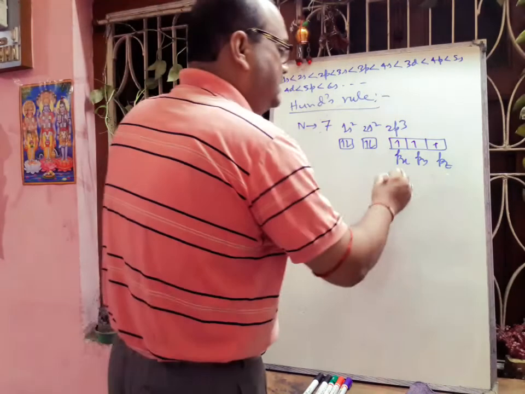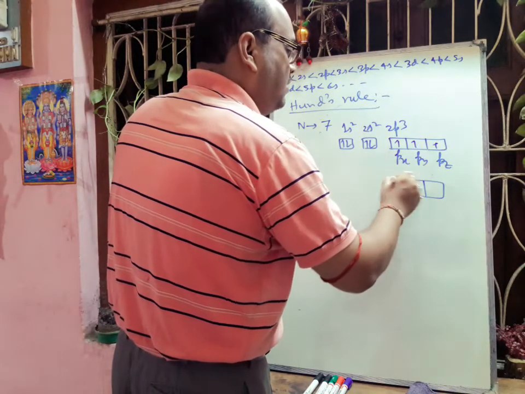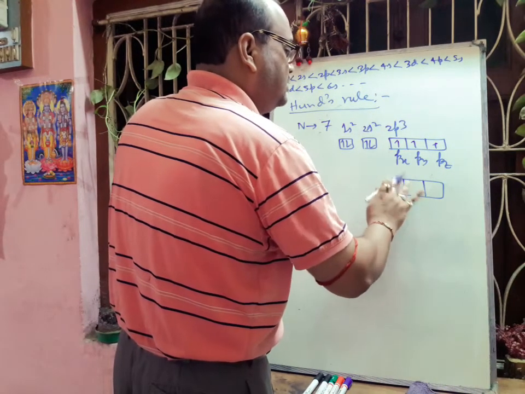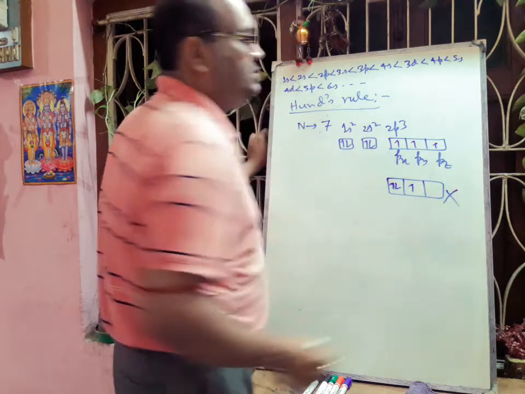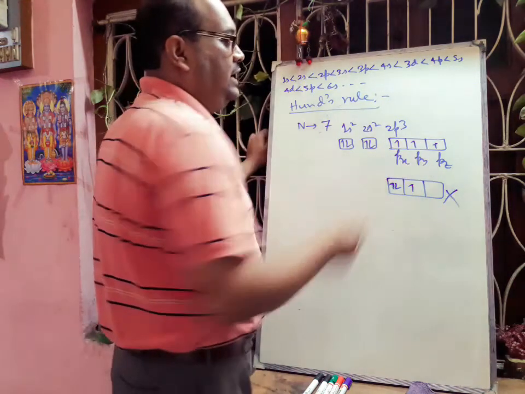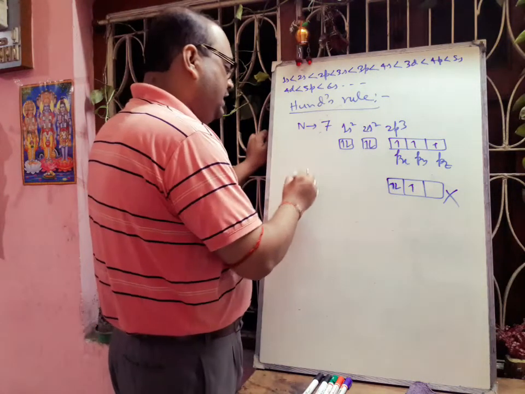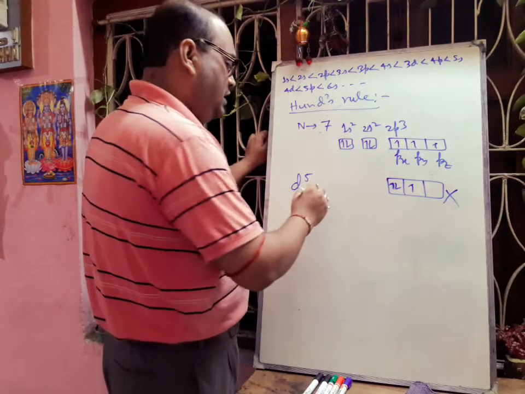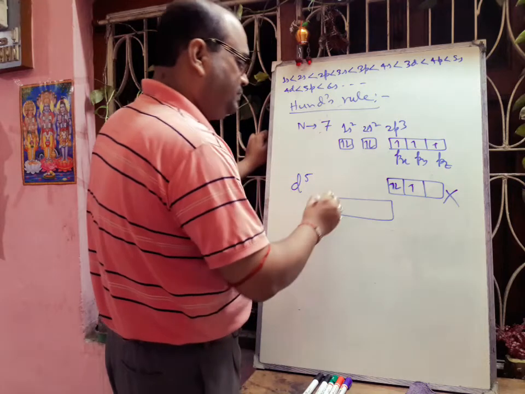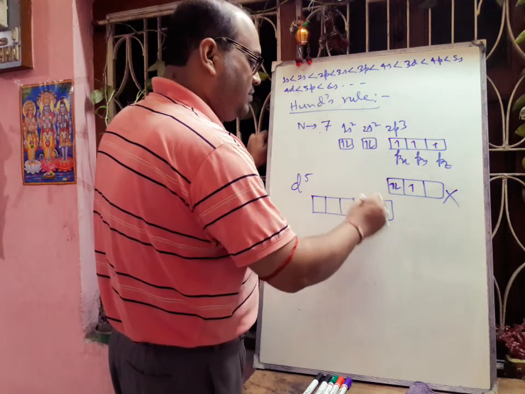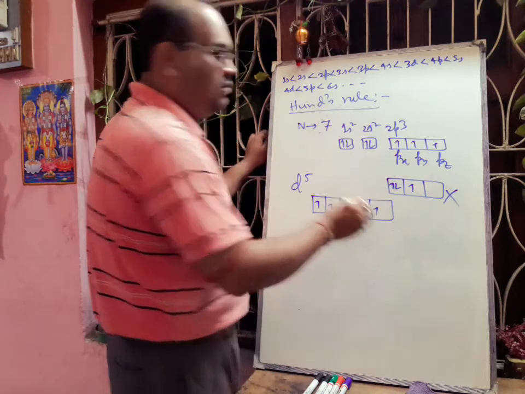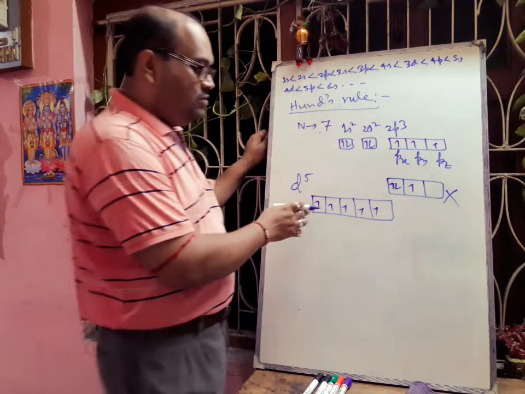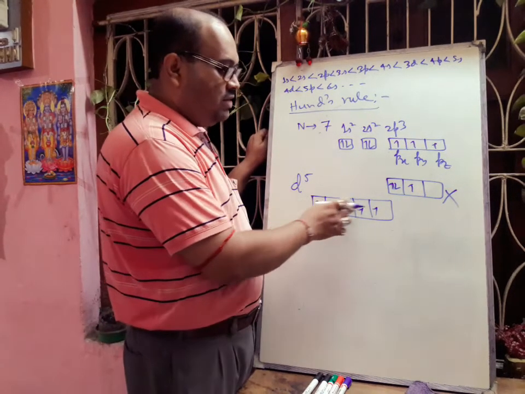If you draw like this, first paired and second one single, that is the wrong concept. So always, suppose if you consider d5 electrons, how will you write? 5 degenerate orbitals are there. So 1, 2, 3, 4, 5. First you fill them unpaired, 1, 1, 1 electrons.